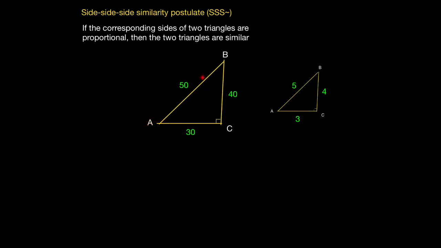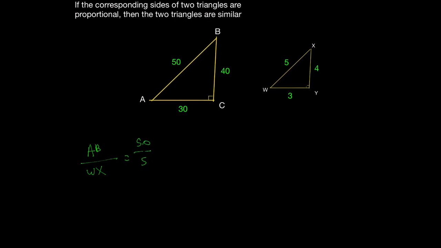We can say here that AB corresponds to, and actually let me change the letters of these angles. Now we can say that AB corresponds to WX, BC corresponds to XY, and CA corresponds to YW. Let's begin to take ratios and hope to get the same scale factor. So let's get AB and divide it by WX. So here we get 50 over 5, and 50 over 5 is going to be 10.